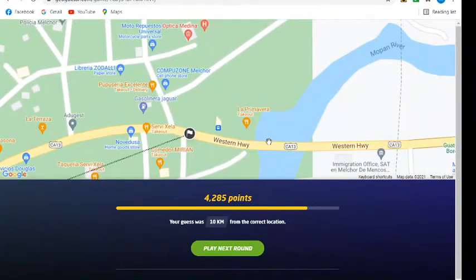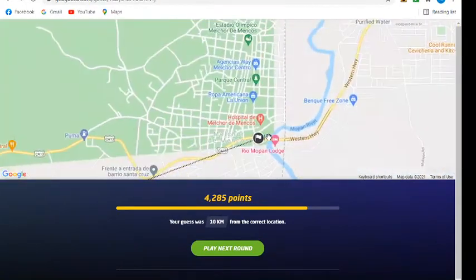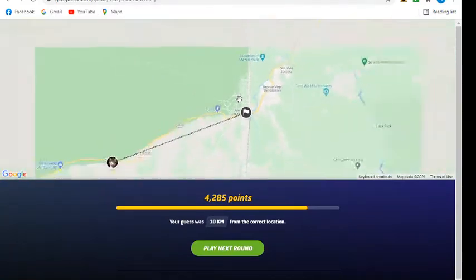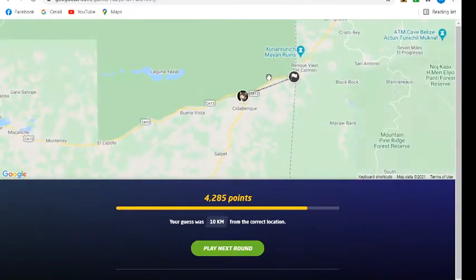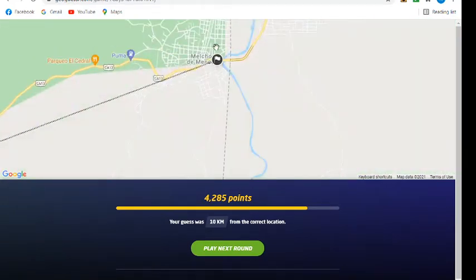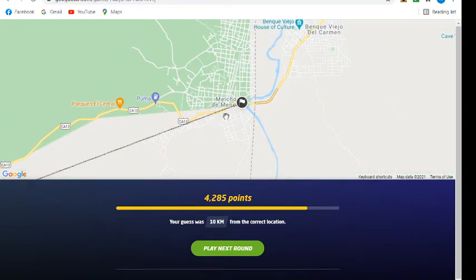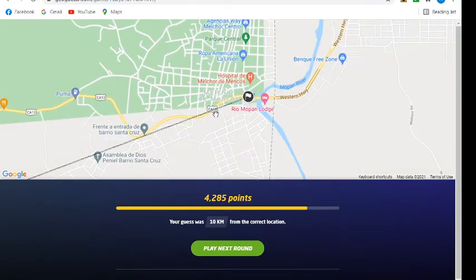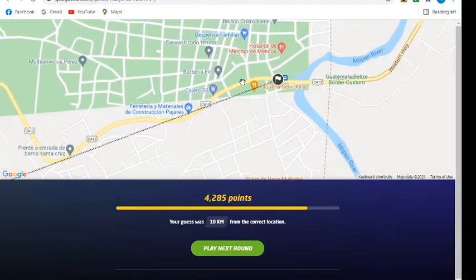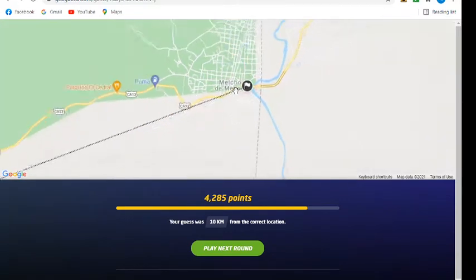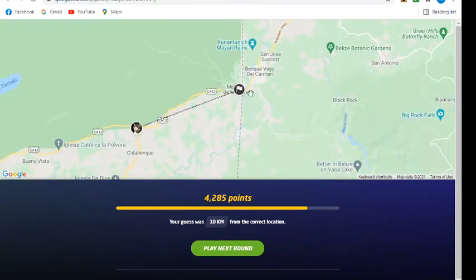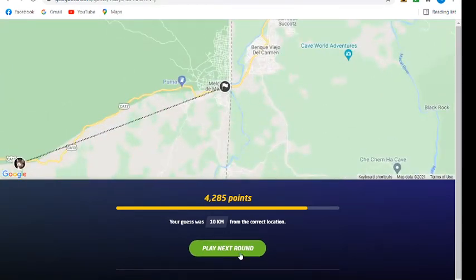It looks like. Okay, so it wasn't prominent when you were zoomed out like this. That's an important thing to check, that sometimes towns on borders don't show up well. I've noticed that this is a general thing. So that's where Melchor de Mencos is, it is on the Belizean border. All right.